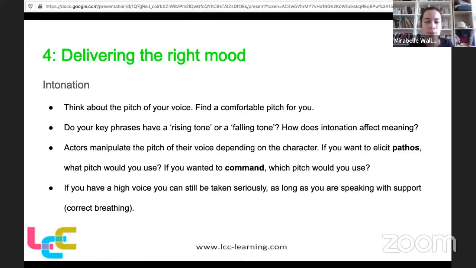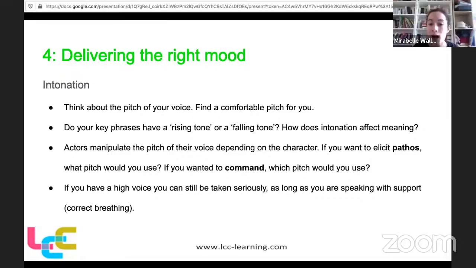So if you wanted people to feel sorry for you, would you talk rah, rah, rah, very low, very, very sort of forcefully and very low? Or would you speak highly and rise up and ask lots of questions? It's up to you to decide.